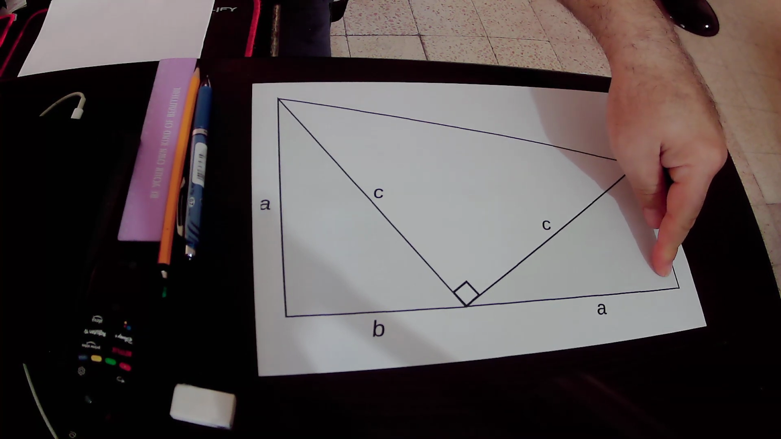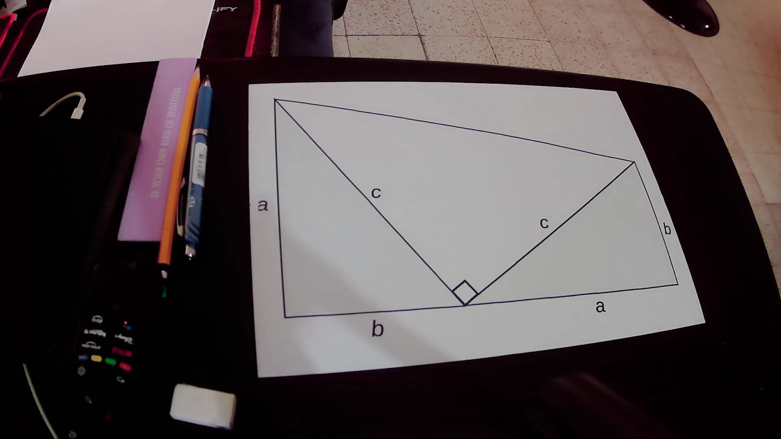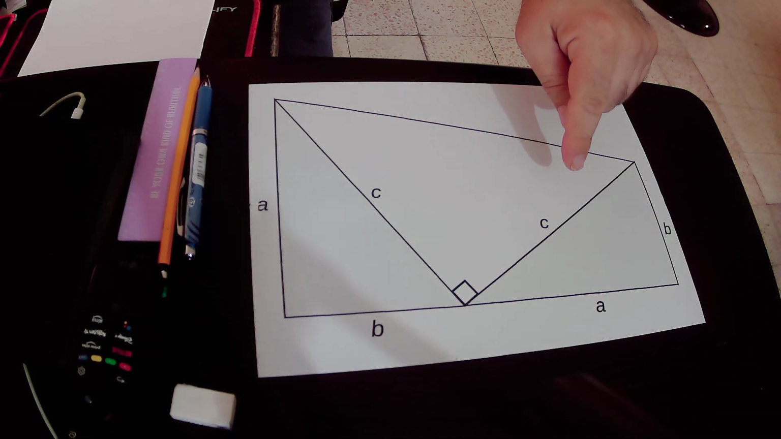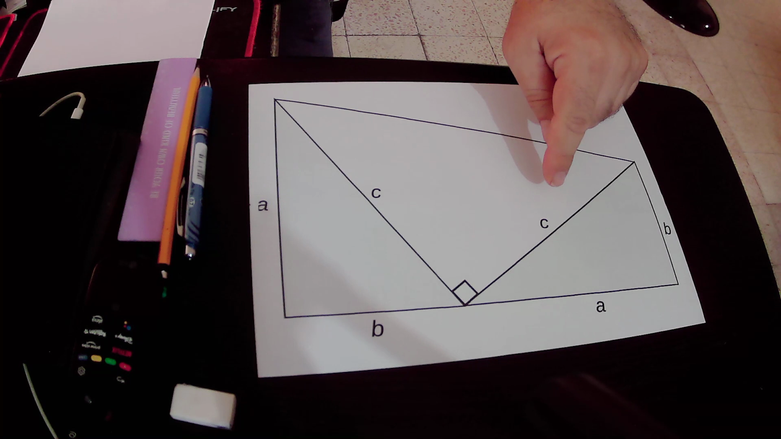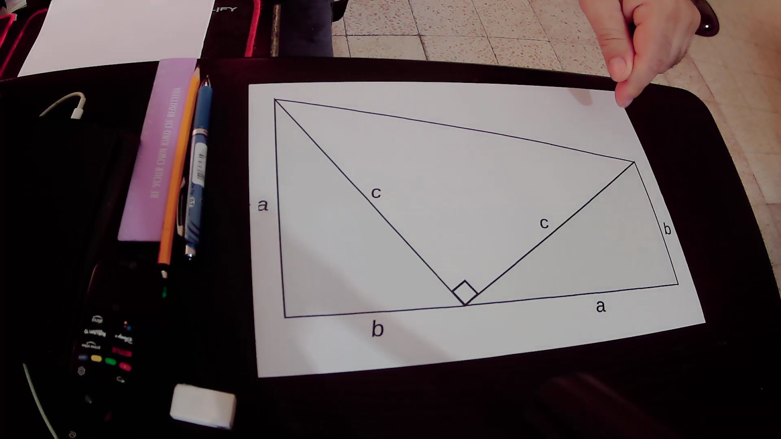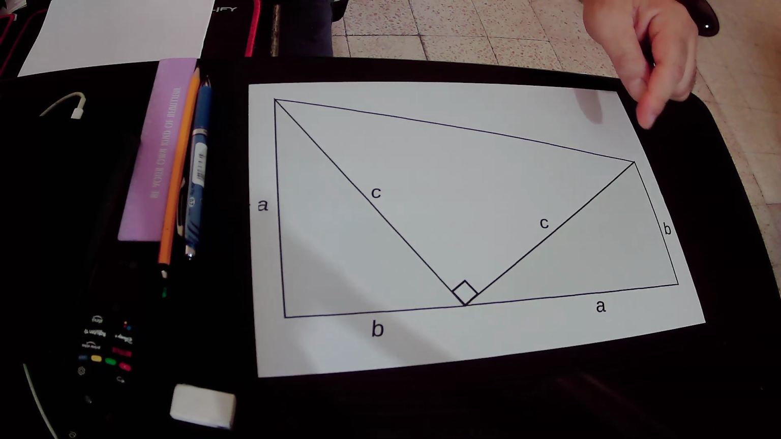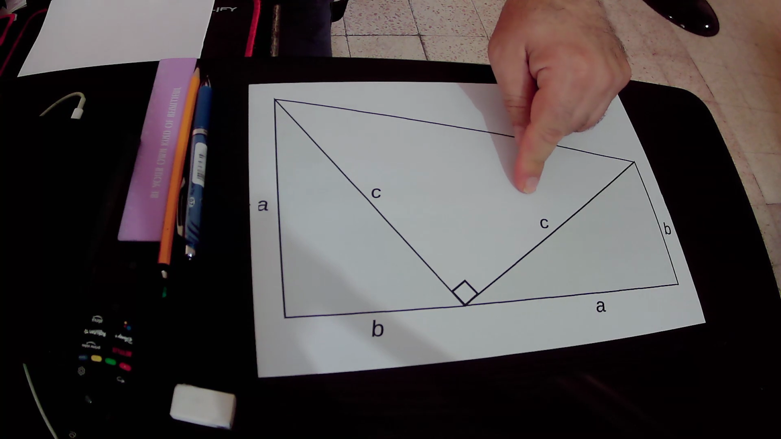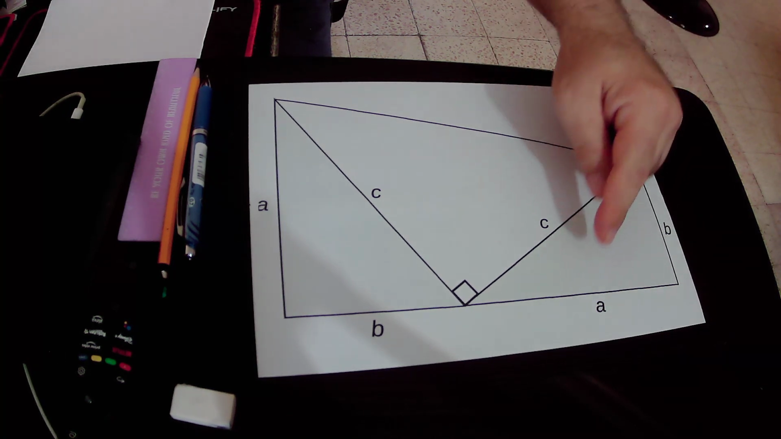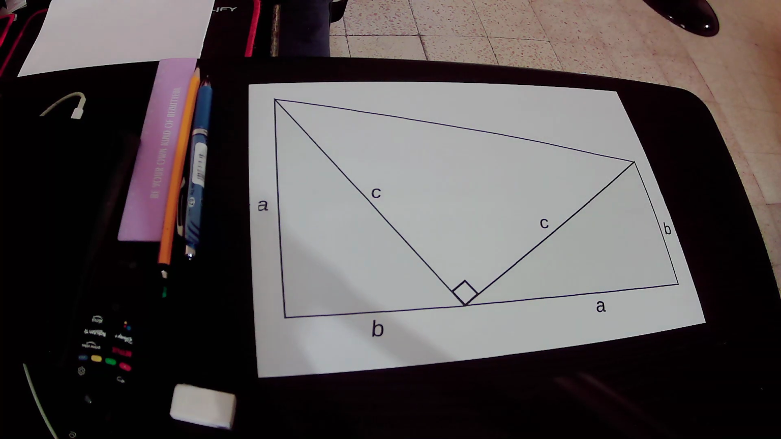This angle is 90 degrees, and the theorem says that the square of the hypotenuse equals the sum of the squares of the perpendiculars. So c squared equals a squared plus b squared.